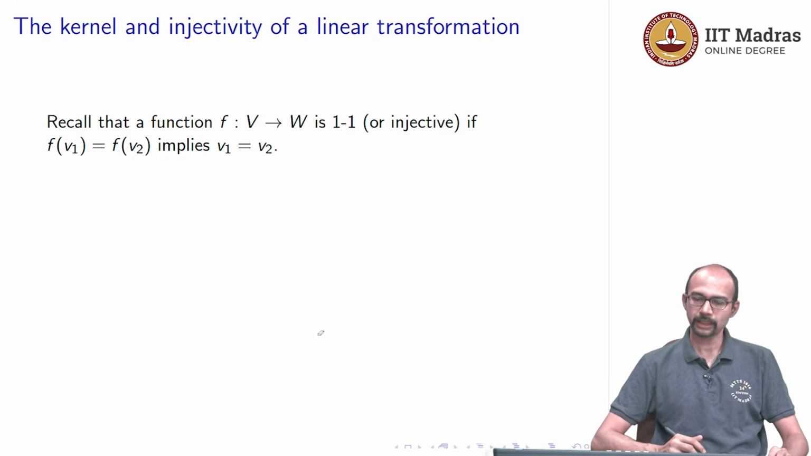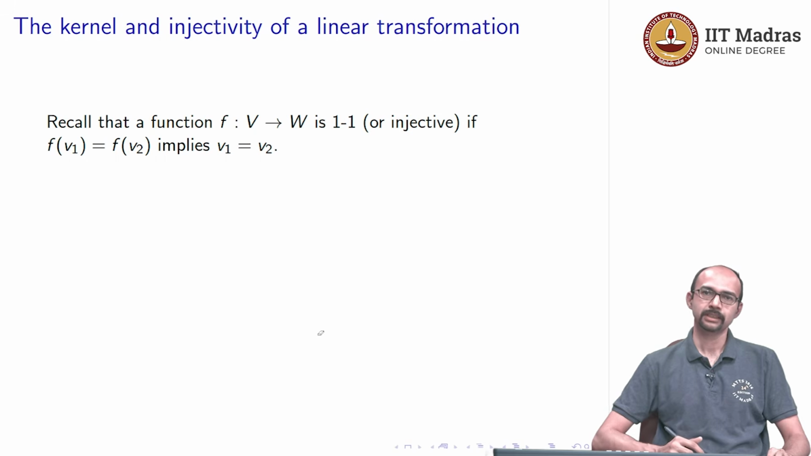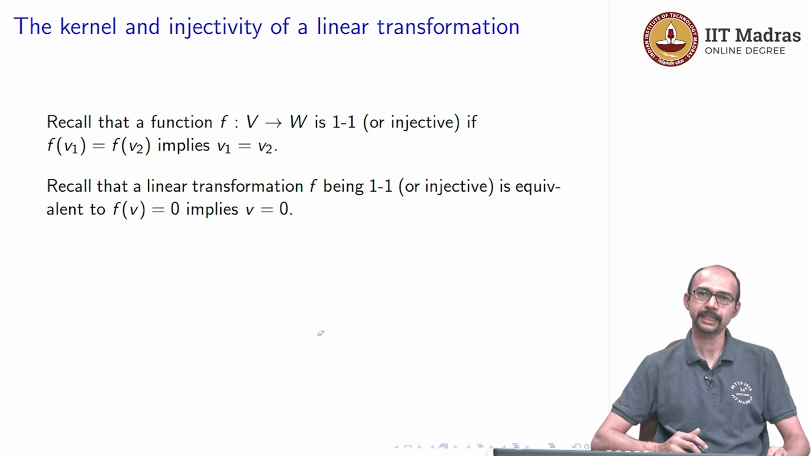Okay. So, let us go on to studying the relation between the kernel and injectivity. Remember that a function is injective, or 1-1, if f(v1) is equal to f(v2) implies v1 is equal to v2, and for linear transformations this is the same as demanding that f(v) = 0 implies v is 0. Yeah, we proved this actually.